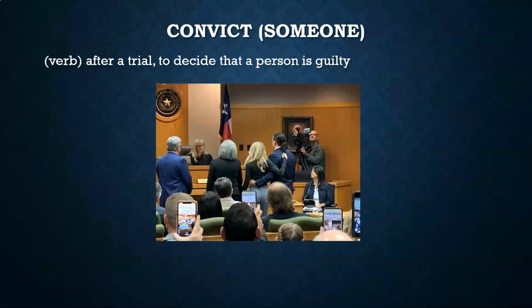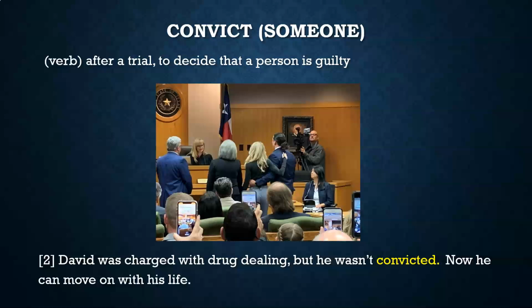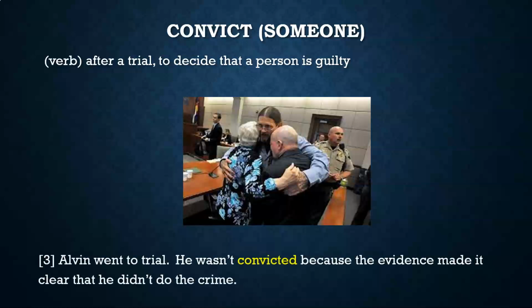Here's another example. David was charged with drug dealing, but he wasn't convicted. Now he can move on with his life. So if he wasn't convicted, that means the judge said that he is innocent, he didn't do it, and he doesn't have to have any punishment. And in this example, Alvin went to trial. He wasn't convicted because the evidence made it clear that he didn't do the crime. So he wasn't convicted.